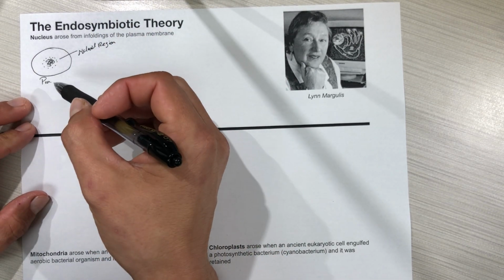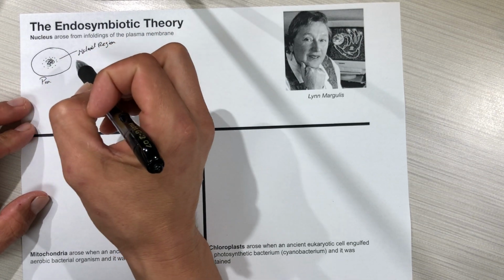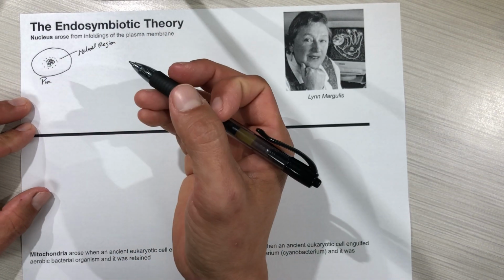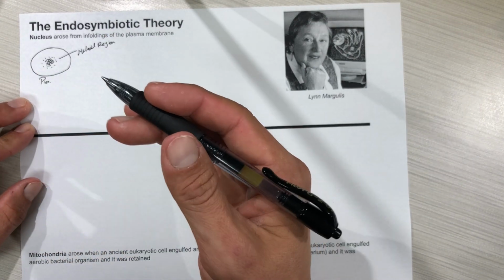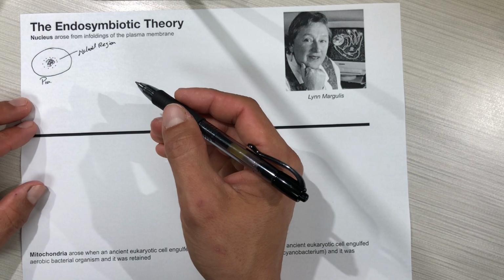So it is not a nucleus. There is not a membrane enclosing the DNA, but there is an area where you find the DNA, and it's going to be really, really dense within the cytoplasm because we've got a lot of ribosomes and stuff in that region, and we call that the nucleoid region.